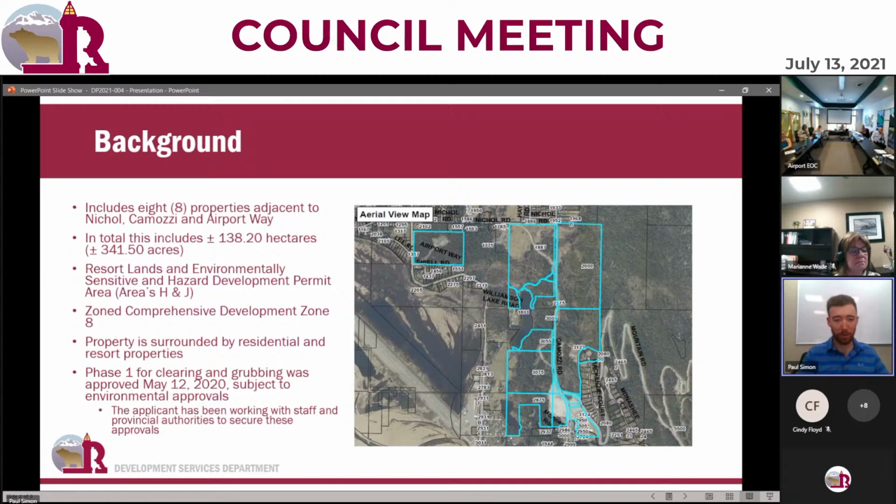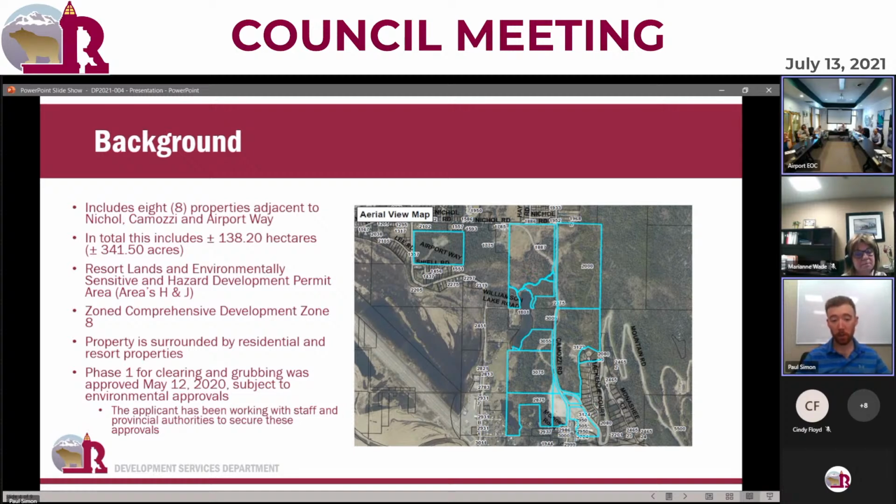The golf course, as previously indicated, is quite a substantial project. It includes 8 properties that are adjacent to Nickel Road, Camosi Road, and Airport Way. In total, it's about 140 hectares of land, so about 341 acres. It is a complex area with respect to environmental sensitivities, and it falls within both our environmentally sensitive and hazardous development permit areas: development permit area J and development permit area H, which is the Revelstoke Mountain Resort DP area. Zone Comprehensive Development Zone 8, the property is surrounded by residential and resort properties.